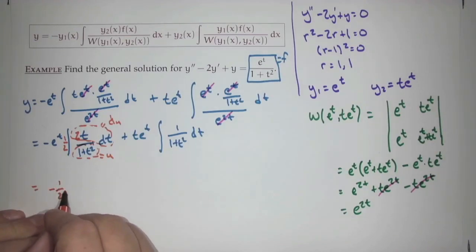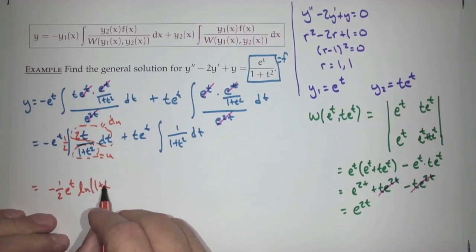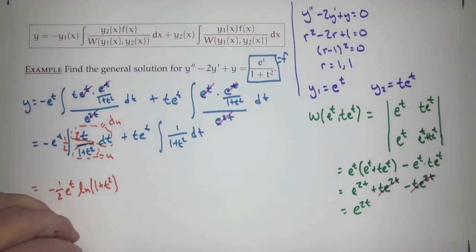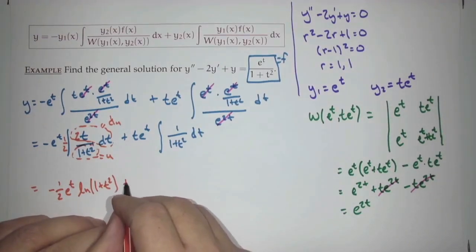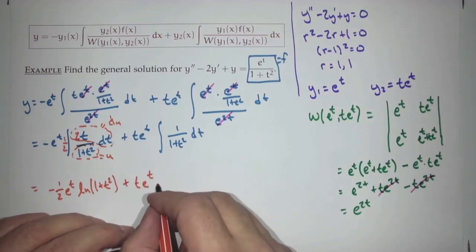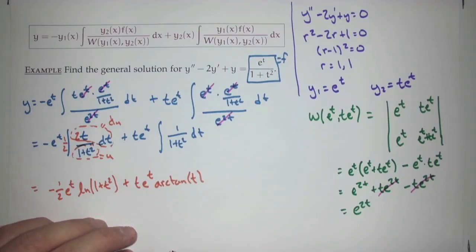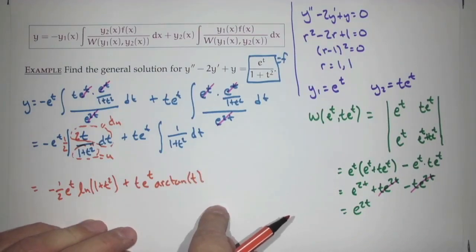So we have the half, e to the t, and then natural log, 1 plus t squared. And I'm not going to worry about the plus c because I know that's going to go into the homogeneous part. All right, the second piece, t e to the t, and of course, arctangent. I know. We knew it was coming. So that's it for the particular.